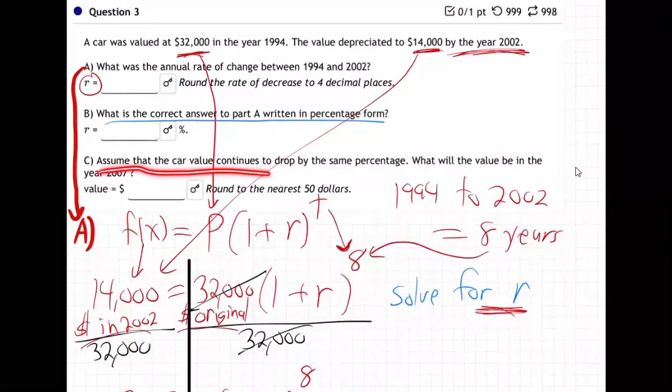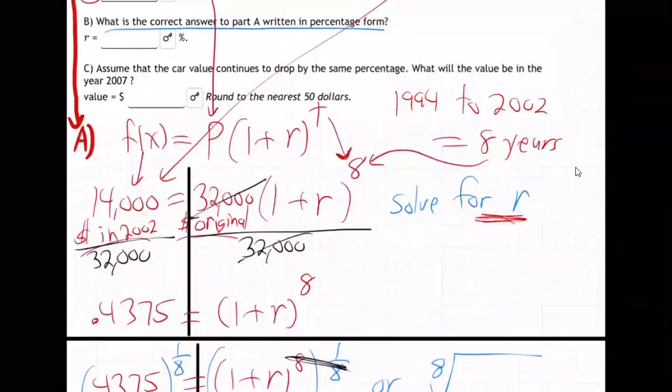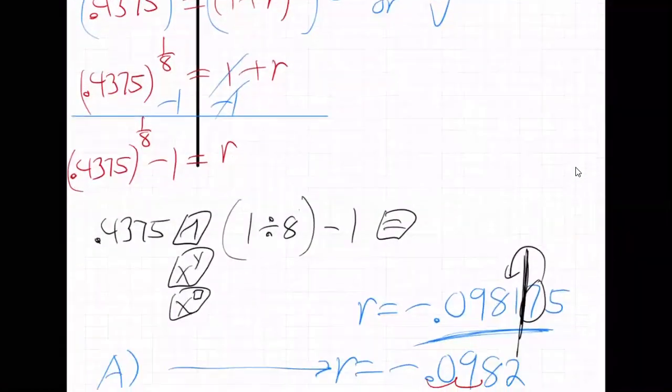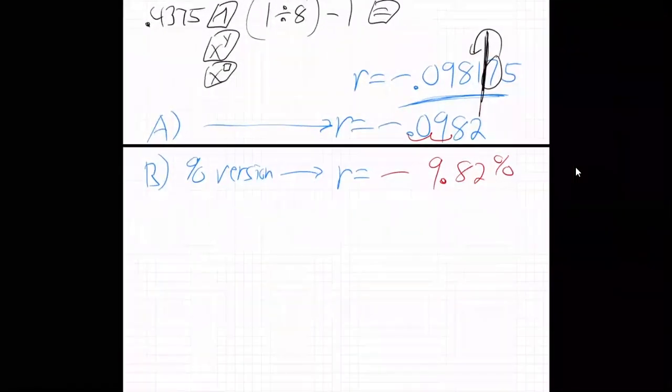says, assume that the car continues to drop by the same percentage. What will the value be in the year 2007? Okay, so in the year 2007, so now that we have our R, and it says round to the nearest $50. That's interesting. Just round to the nearest $50. Okay. And what year was that? 2007. Okay. Let's do that.